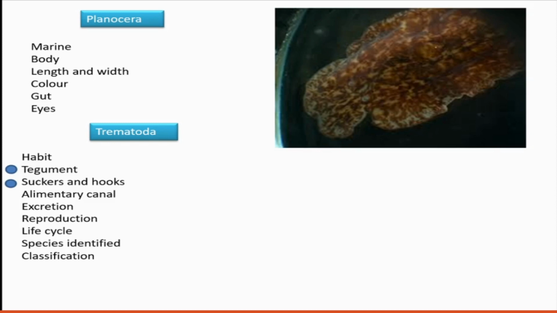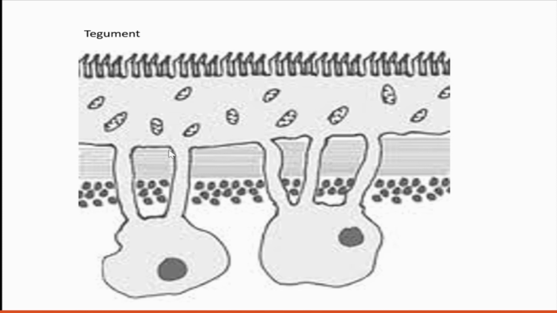Another important feature they have is the presence of a tegument. What is tegument? I will show you the image. This is the tegument. It is the outer covering of its body. What is the peculiarity? It is an epidermal arrangement. The tegument consists of an outer syncytial layer. Syncytial layer means there is no differentiation into individual cells.